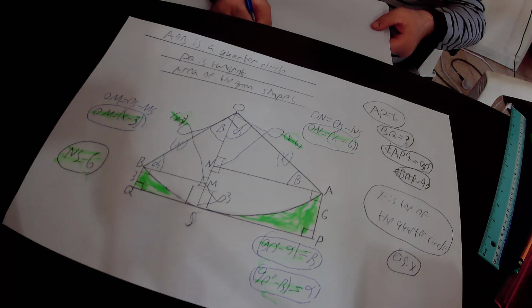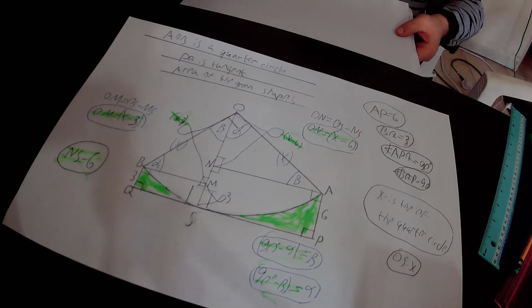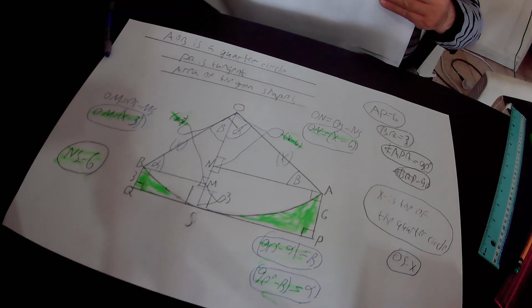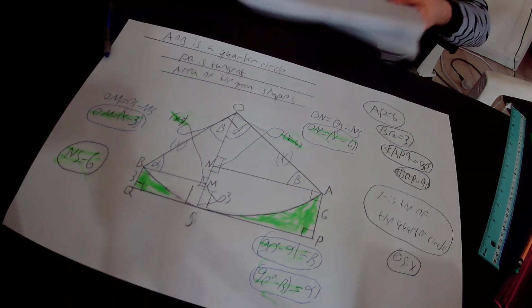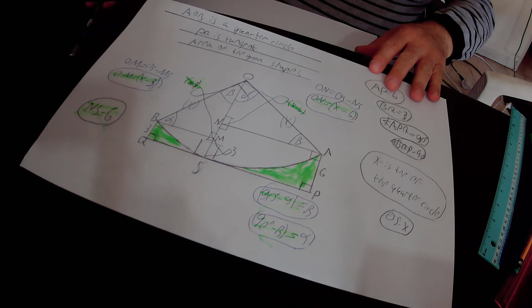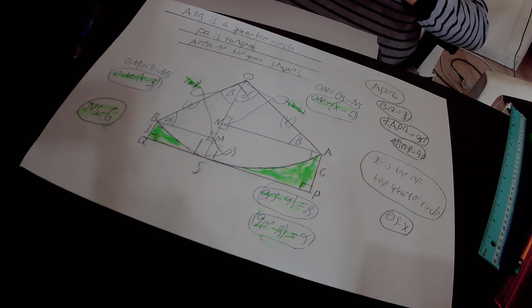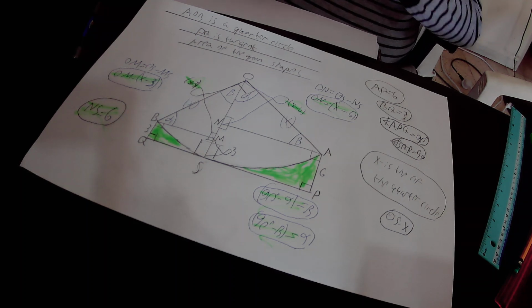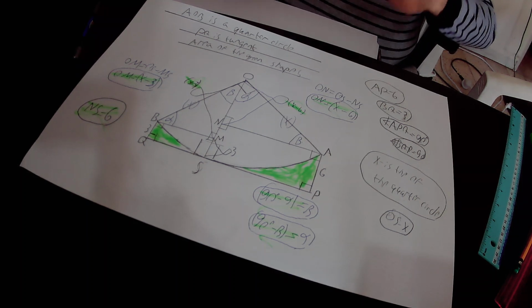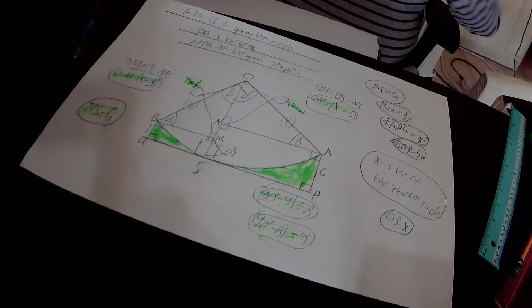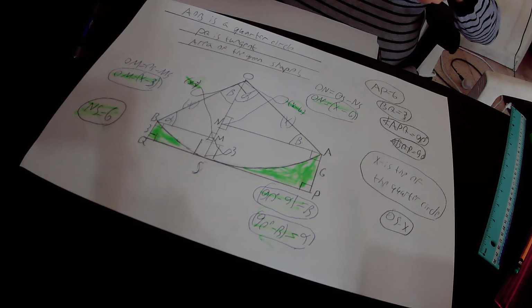So, what is the angle side angle rule? The angle side angle rule is that if you prove that the two angles and the side that is included between the two angles in one triangle are correspondingly equal to two angles and the side that is included between those two angles in a second triangle, then you have proved that the two triangles are congruent according to the angle side angle rule.